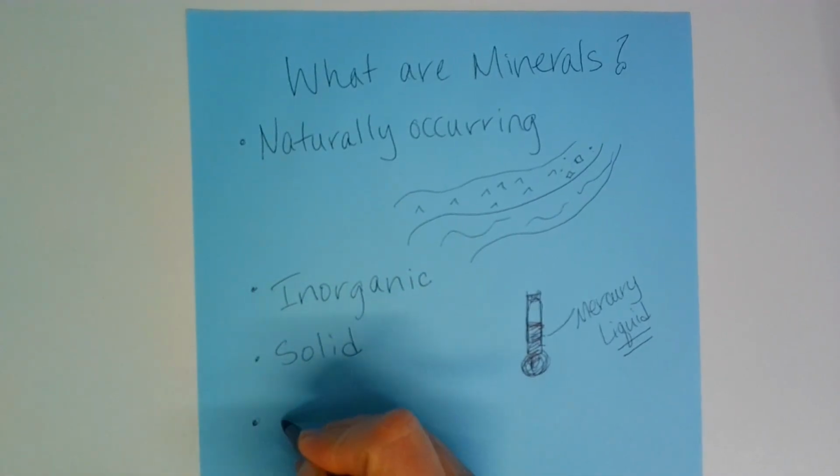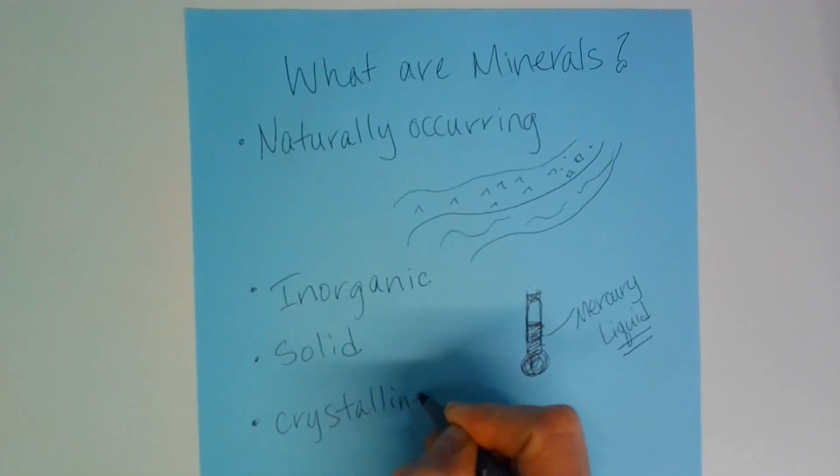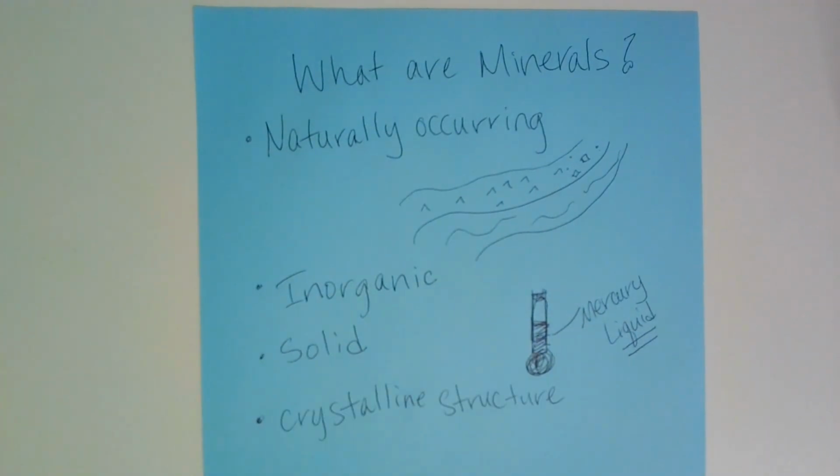Minerals also have a crystalline structure. You might remember learning about geometric shapes in your junior high or high school math classes. Crystalline structures are close enough to the same thing for this example. Minerals have to have a crystalline structure that we can observe.